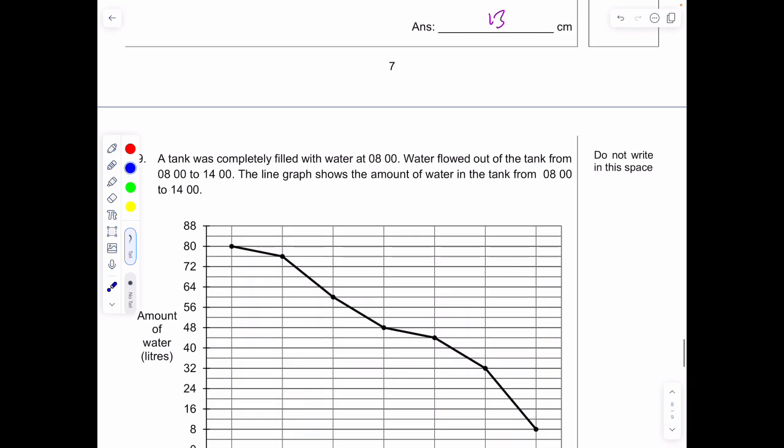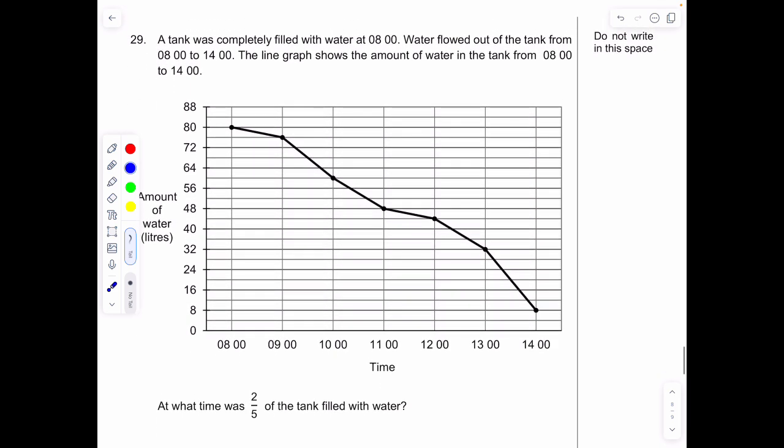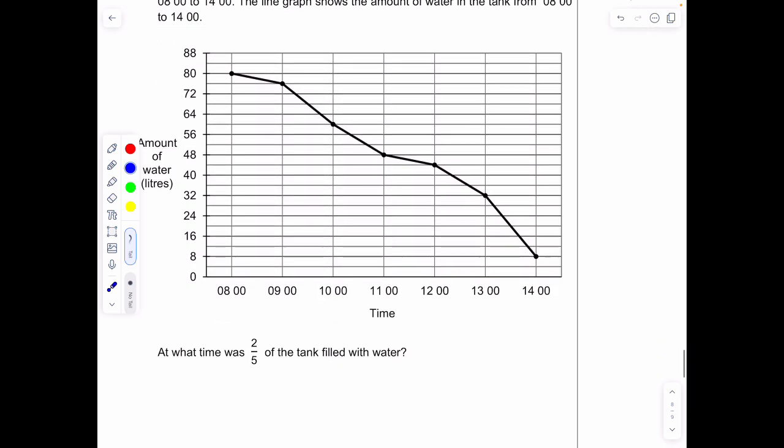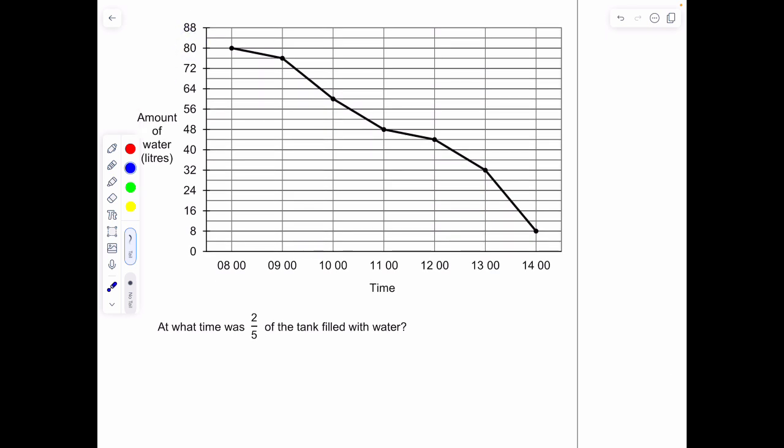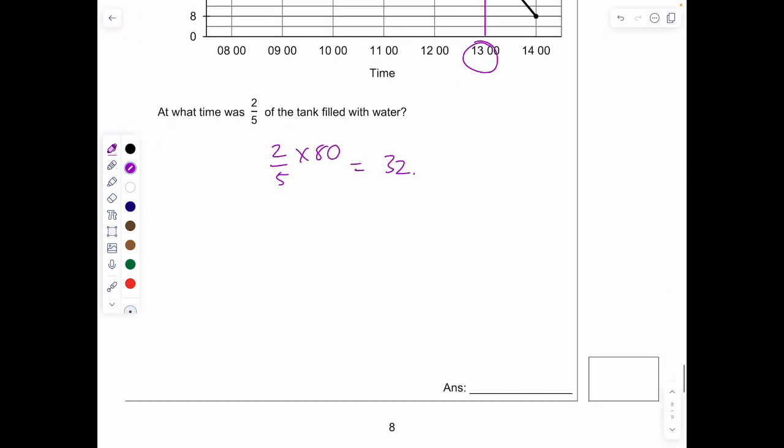So in the first place, we need to know what was the maximum capacity. So the maximum capacity is 80 liters. So what is 2/5? To do that, we will take 2/5 times 80 and your answer is 32. So if we look at it, 32 is over here. Your answer would be 1 p.m., which is 1300.